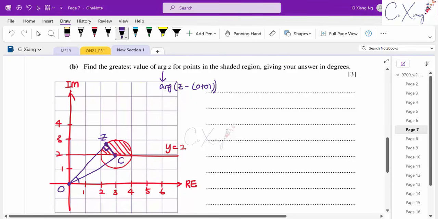Now, what else do I know from this diagram? Since the radius of the circle is 1, the length ZC is 1. And what else do I have? I want to know the length of OC. How do we find the length of OC? Since I know C has the coordinates (3, 2).